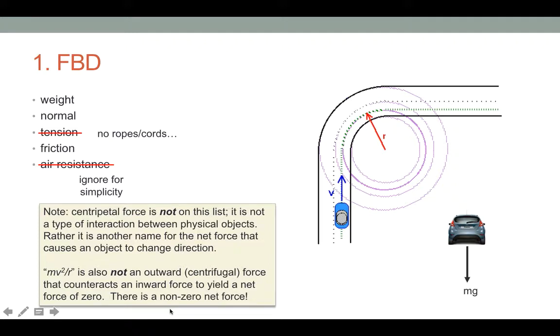Instead, what we have is just gravity pulling straight down, the normal force pushing straight back up from the road. Because the road is level, these two will be equal and opposite. And then we have the centripetal force caused by friction, which will be pointing inward towards the center of the circle. So those are the only three forces that we have. There is no outward centrifugal force, and there is no separate inward centripetal force.